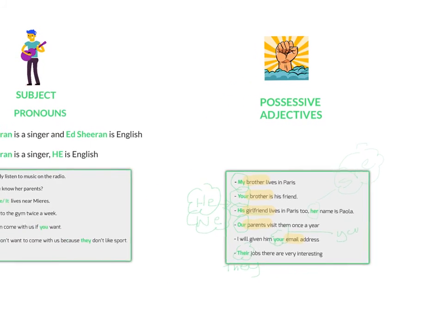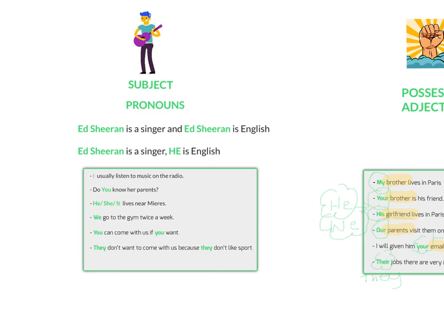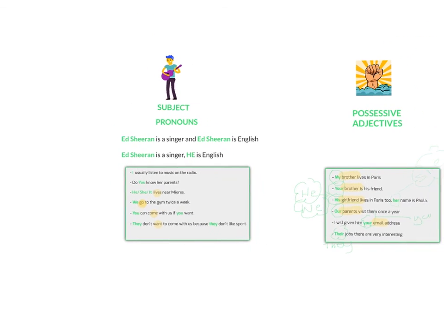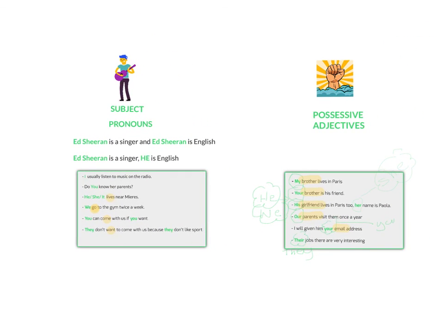On the other hand, if we talk about subject pronouns, they are followed by a verb because the subject goes before the verb. We're talking about the person that carries out the action of the verb. Okay, so for example, here we've got he or she lives near Mieres, we go to the gym, we can't come, we don't want, but there's no other noun following the pronoun. So these are the main differences between subject pronouns and possessive adjectives.